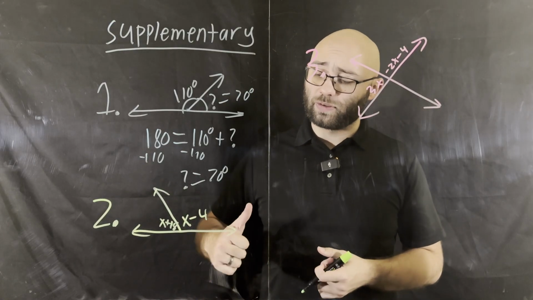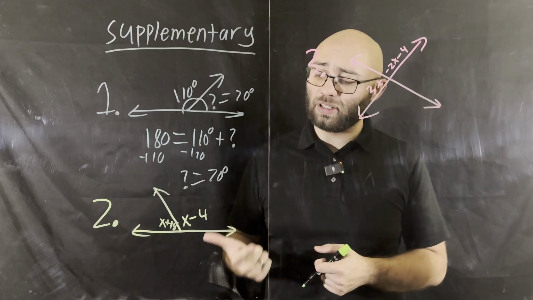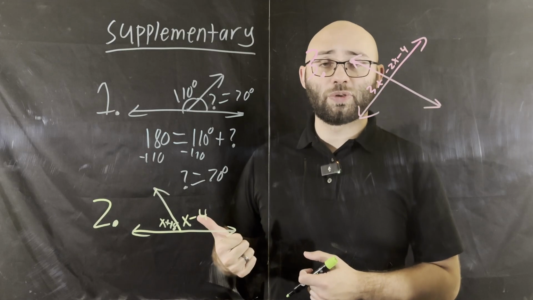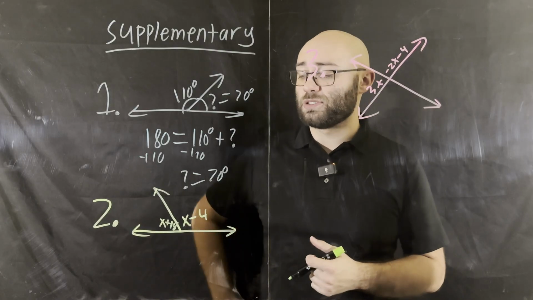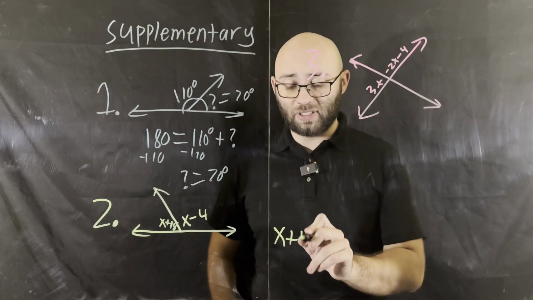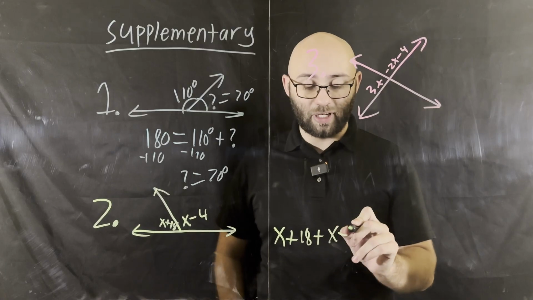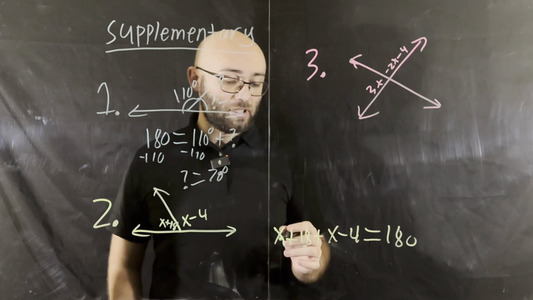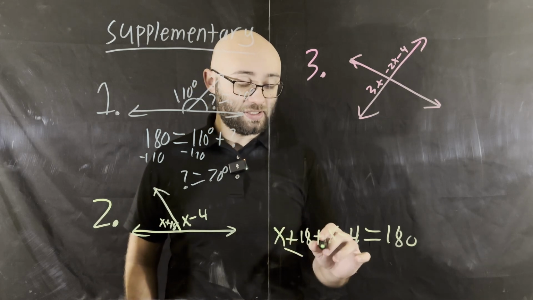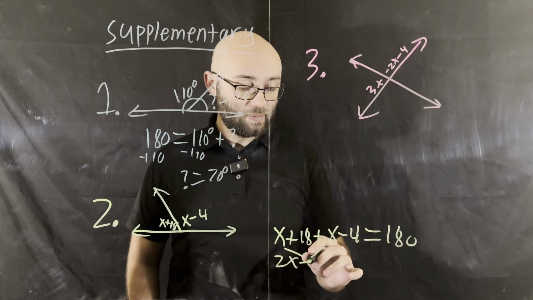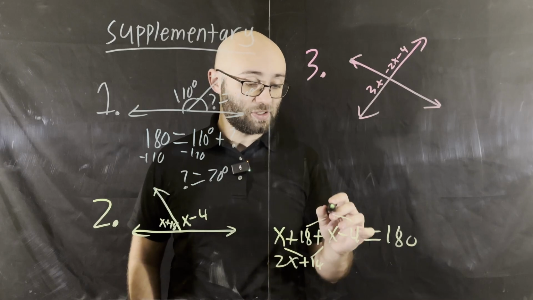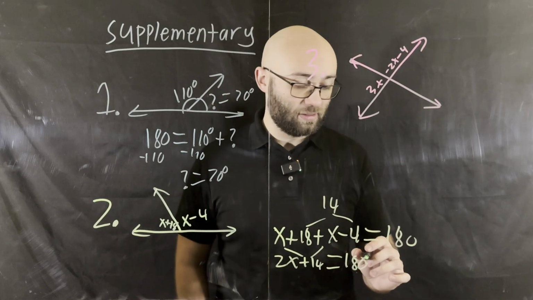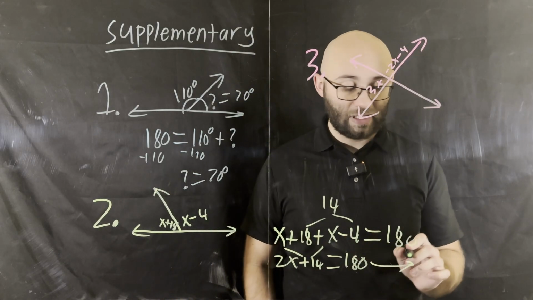And once again, you got to ask yourself the question, am I setting it equal to 180, am I setting it equal to 90, or am I setting it equal to each other? And the answer here is I'm setting it equal to 180 because it's still a supplementary relationship. So I'm going to do x plus 18 plus x minus 4, and that's all equal to 180. All right, let's combine like terms. So combine these two, I get 2x plus 14, because I can combine these two to positive 14, is equal to 180.